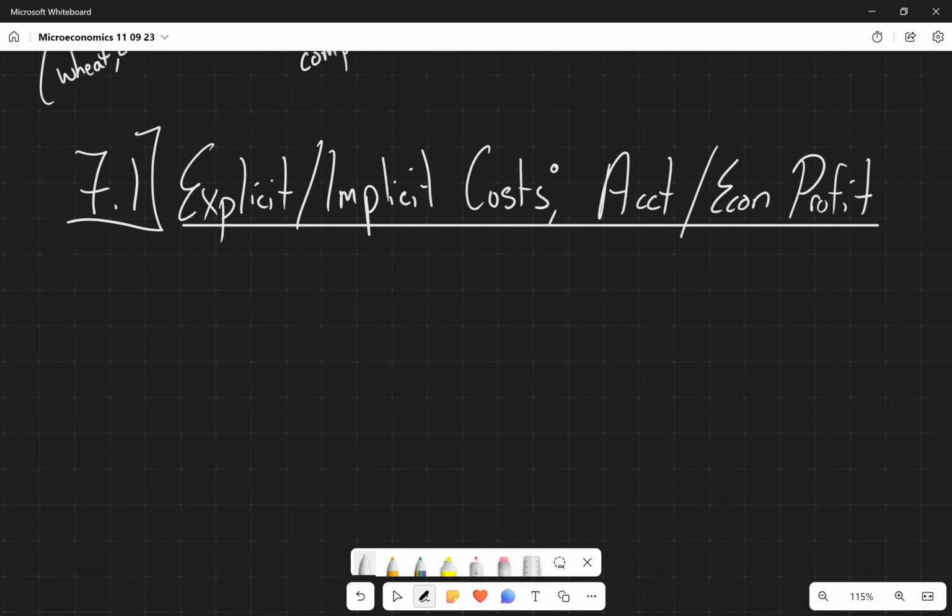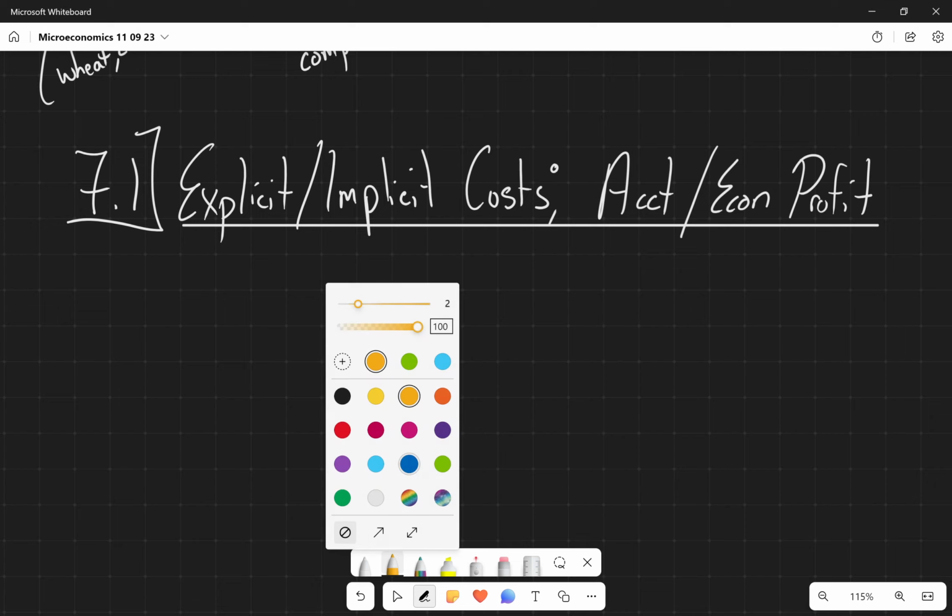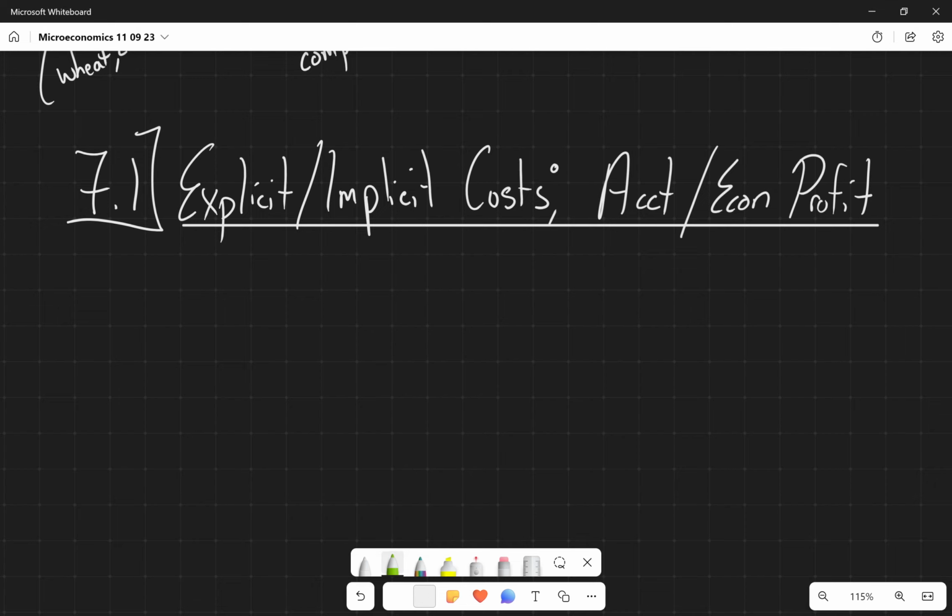In order to define that, first we have to figure out what the difference is between explicit and implicit costs. And before we can even get there, I have to make sure that everybody's on the same page as it relates to some of the calculations that businesses make, because every year I'm surprised that this stuff, which seems to be common sense to me, is not. So let's go ahead and do it.